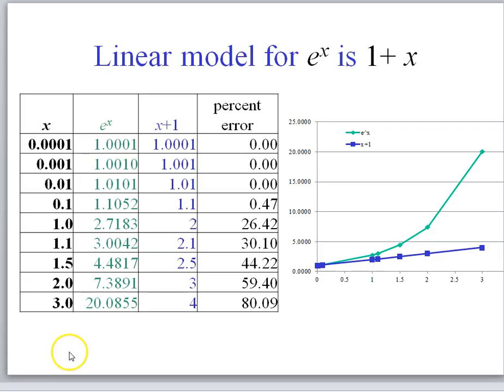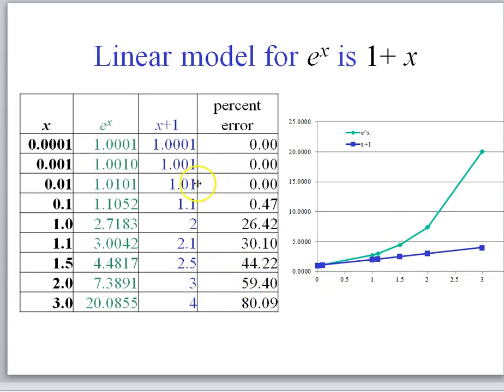If we look at a mathematical example, our exponential function, e raised to the power of x, that's clearly not a linear function. However, I've put this into Excel, with our value of x ranging from 1/10,000th to 3, and we look at the result of e to the x, the result of the linear model, x plus 1, and then the percent error. Our e to the x function, diagrammed here, looks very nonlinear. Our x plus 1 is a linear function.